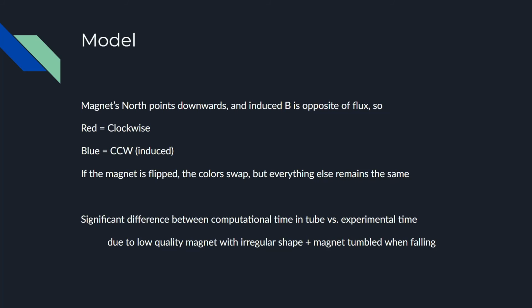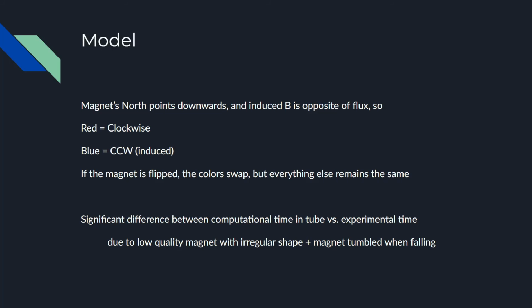For the model, we know that red will be clockwise and blue will be counterclockwise, for the induced current. And we know this because the magnet's north will point downwards, and that the induced B is opposing the flux. And then if the magnet ends up being flipped, the colors will swap, but the speed and the position of the bar will end up remaining the same.